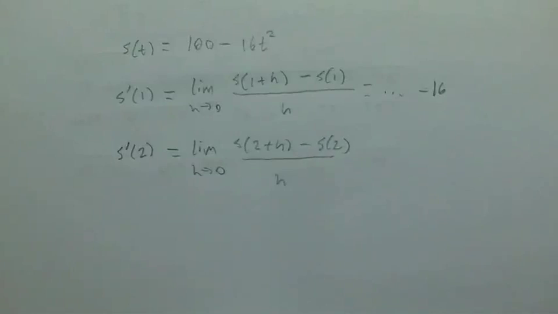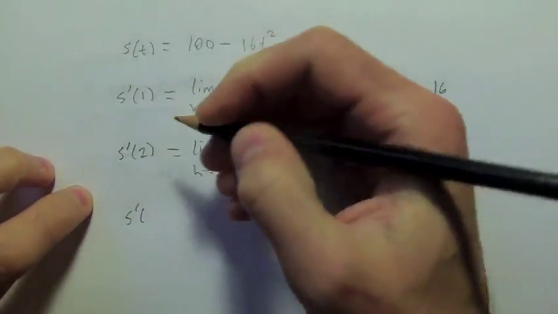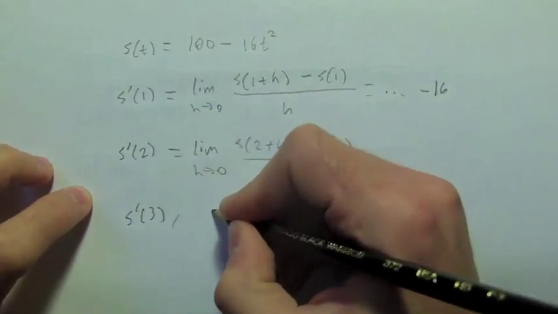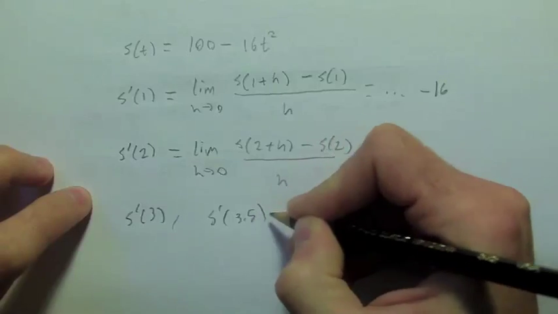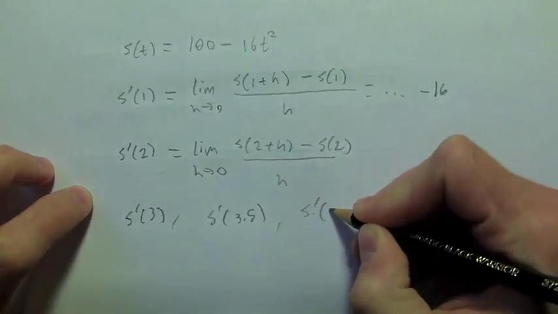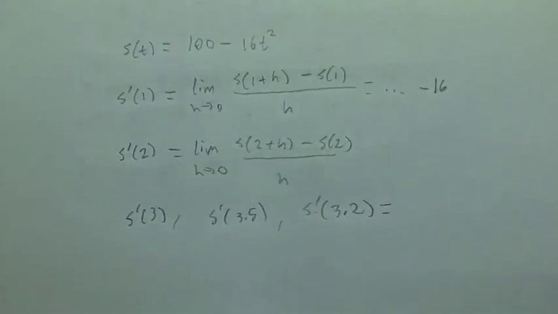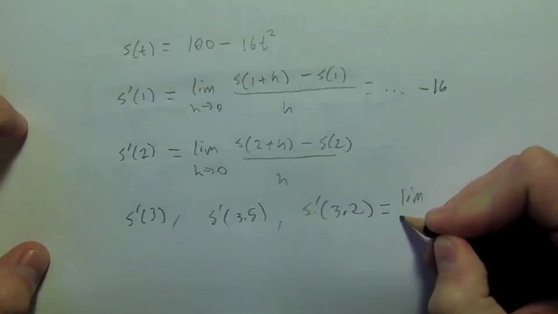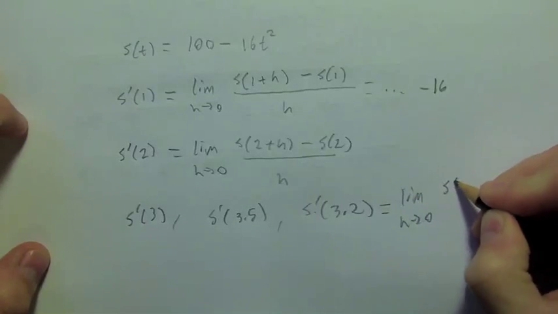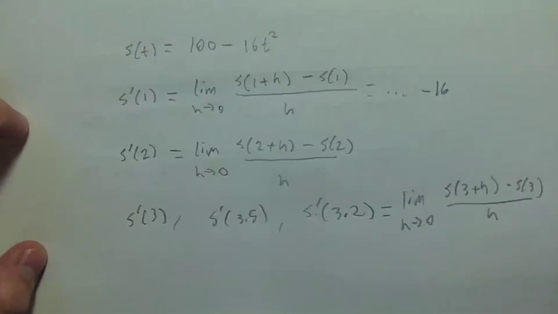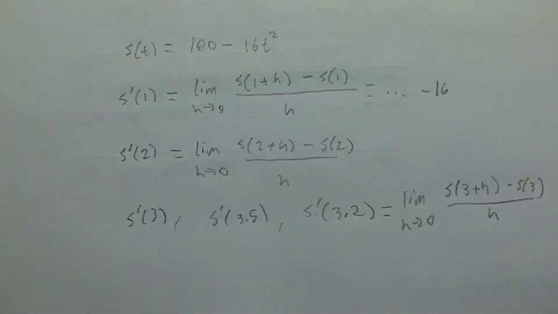And then I said, all right, now I want to find s prime, or the instantaneous rate of change of s at 3, and then at 3.5, and then at, let's say, 3.2. And every single time this happened, you would have to crank out this limit. And if you did that, you would start to see that it's basically the same steps over and over and over again, just with different numbers. And so it would become a very tedious process.